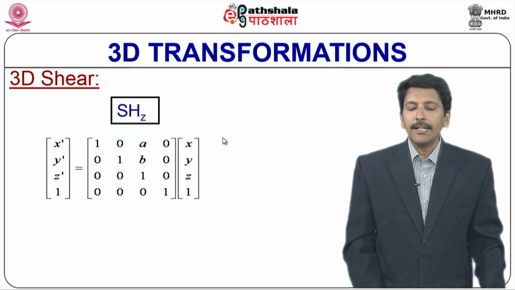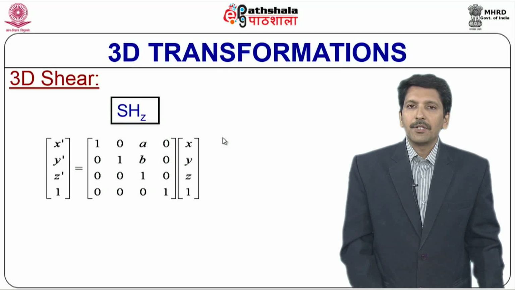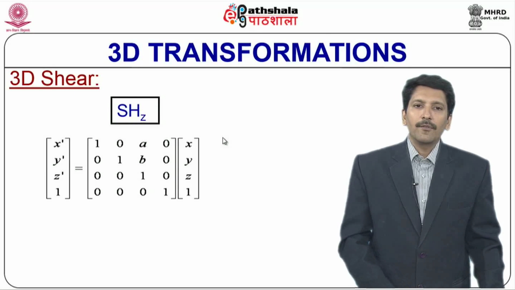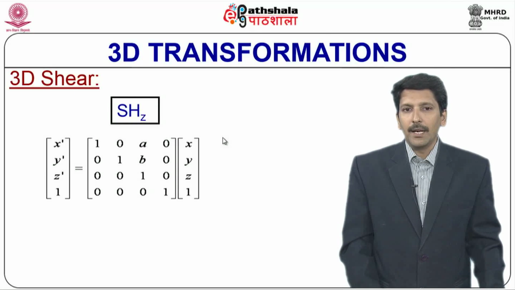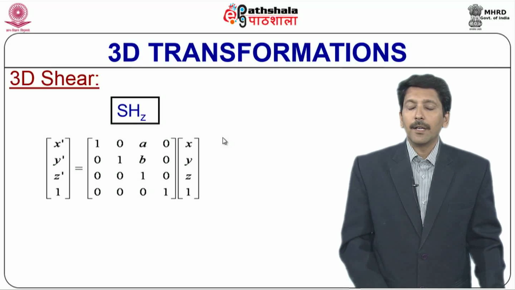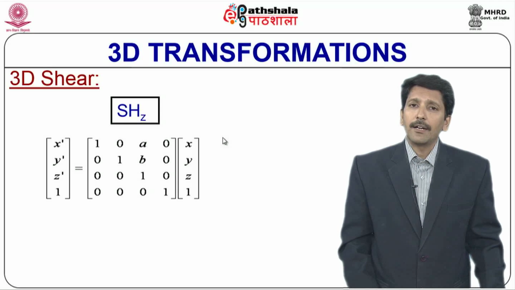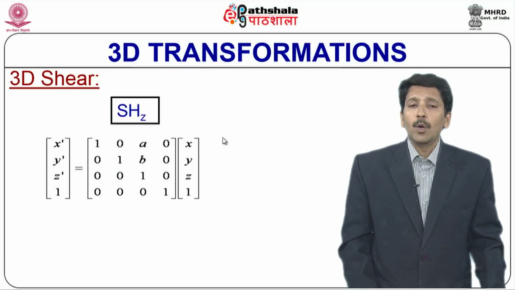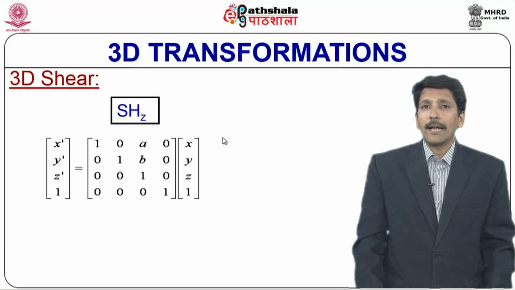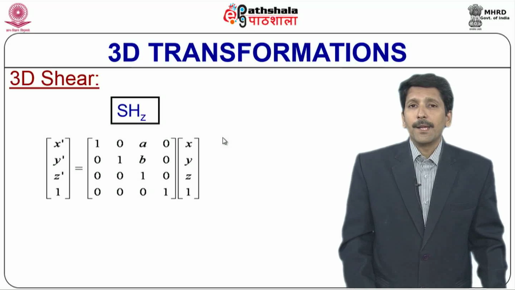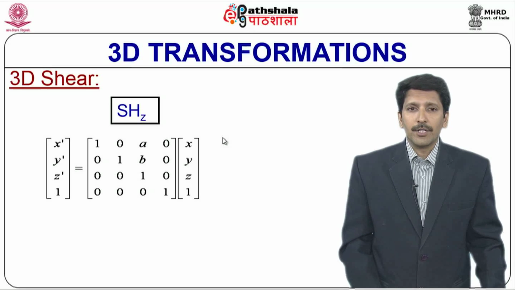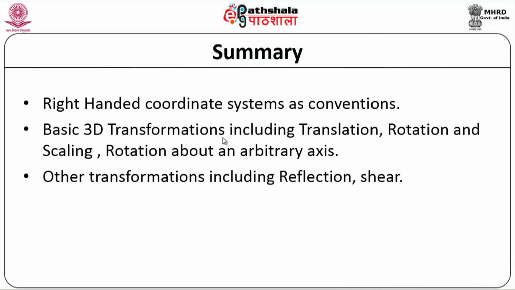So shear in 3D is an extension of shear in 2D, where we have the coefficients a and b as extra coefficients, where b is the additional coefficient, and it is shear with respect to the z equals 0 plane. Here we consider not axes but planes for shear. So with this we come to the end of this module.